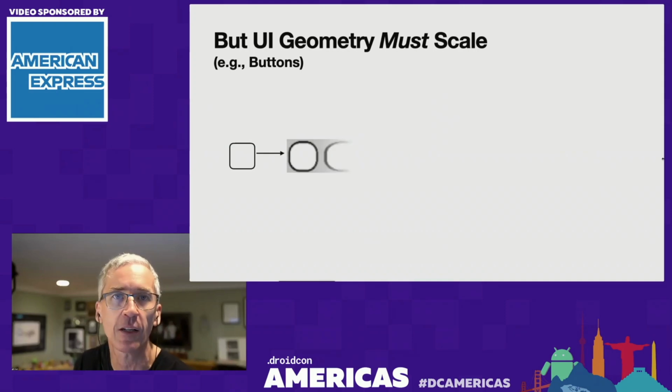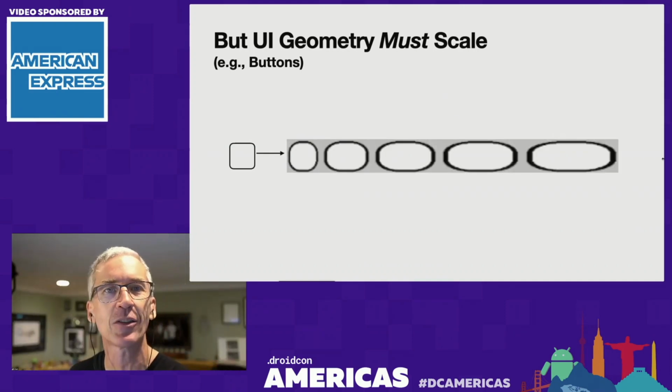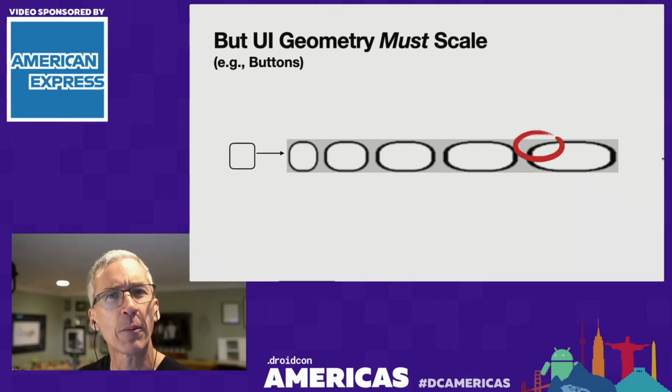So if we do that, if it's just a bitmap and we scale it to arbitrary sizes, let's say we make it wider and wider, then we end up with these weird artifacts where, because it wasn't geometry, because it was a bitmap, that's not a rounded rectangle anymore.